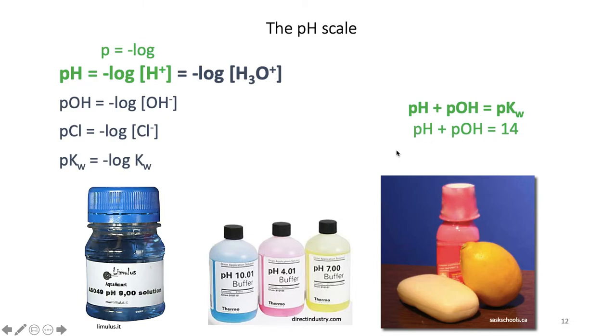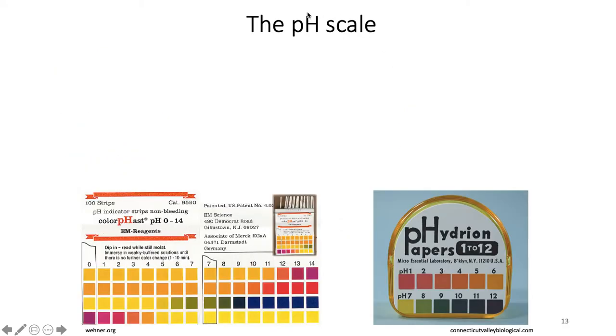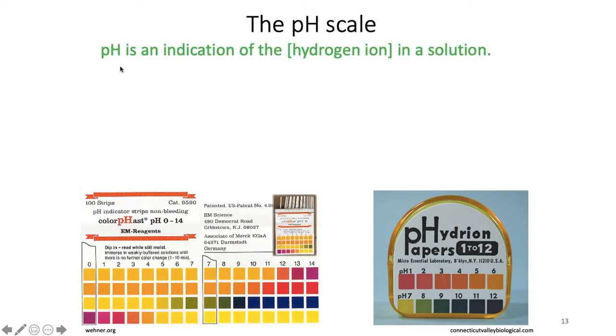And the pH scale, we use this as an indication of the concentration of the hydrogen ion, H plus or H3O plus ion, in a solution. That's what the pH tells us. The pH is equal to, once again, borrowing from the previous slide, the minus log base 10 of the H3O plus concentration.